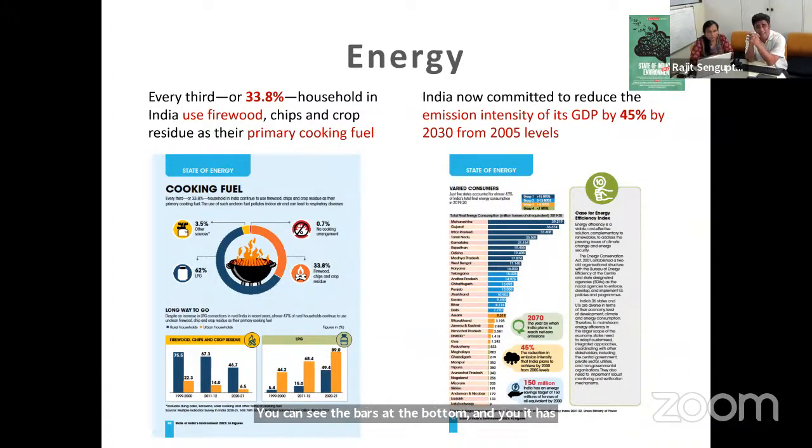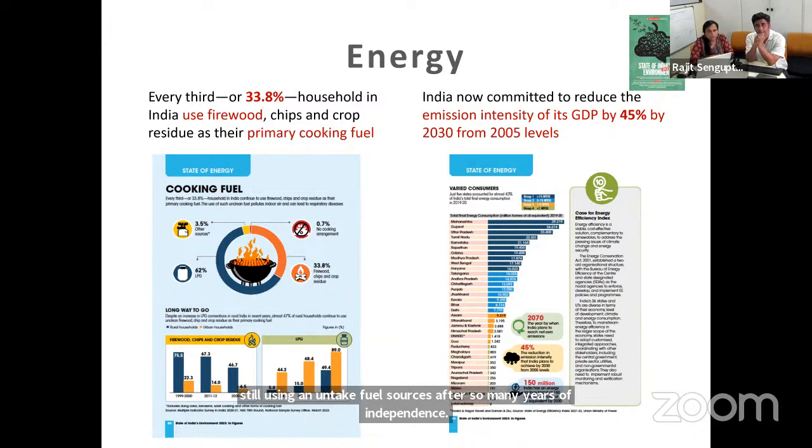But still, 33.8% of households in India are using unclean fuel sources. What we also realize is that in rural India, it is 46.7%. That is almost 1 out of every 2. So we are talking about 1 out of every 2 households in rural India still using unclean fuel sources after so many years of independence. That is another thing that we realized.